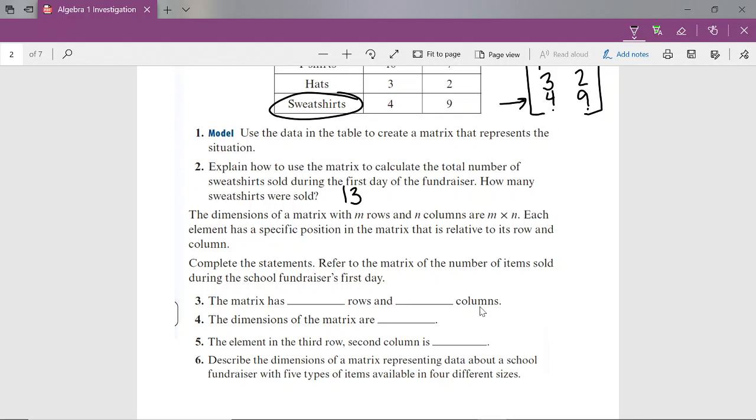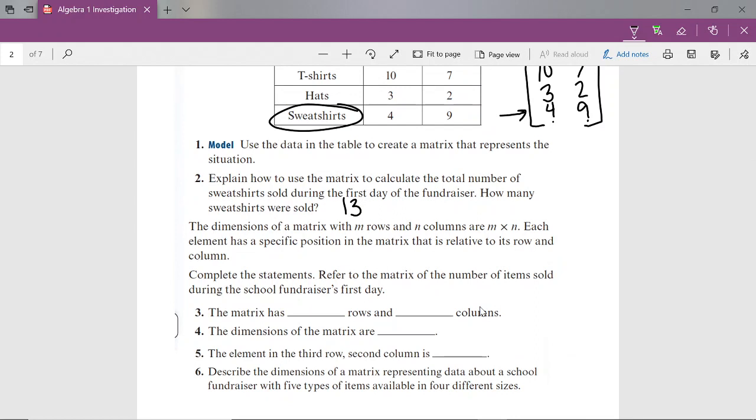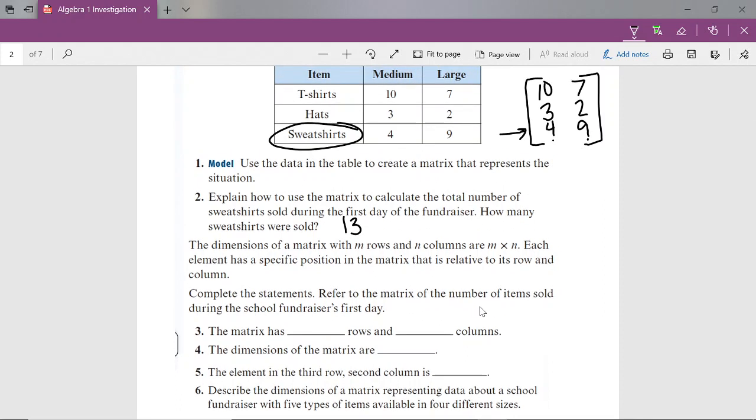The dimensions of our matrix with m rows and n columns are m times n. Each element has a specific position in the matrix that is relative to its row and column. Complete the statements. Refer to the matrix and the number of items sold during the first day. So number 3, the matrix has how many rows and how many columns? Well, we have 3 rows. Those are my horizontal, so 3 rows, and vertically 2 columns.